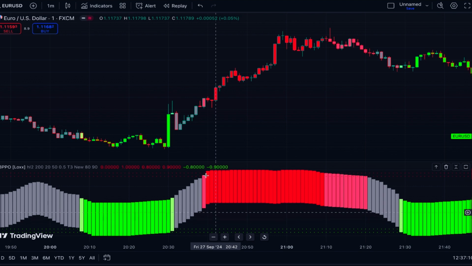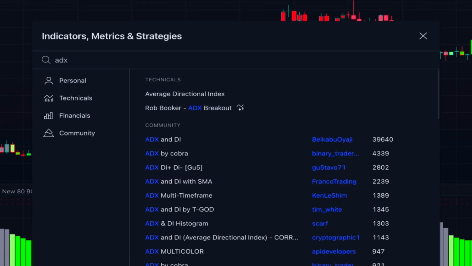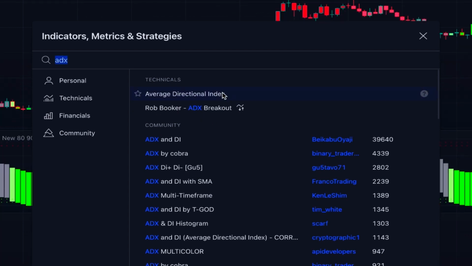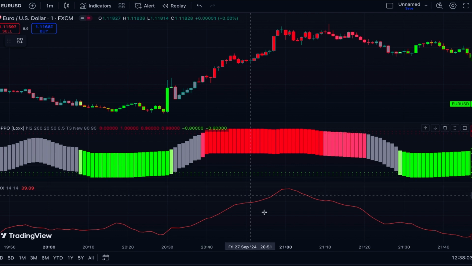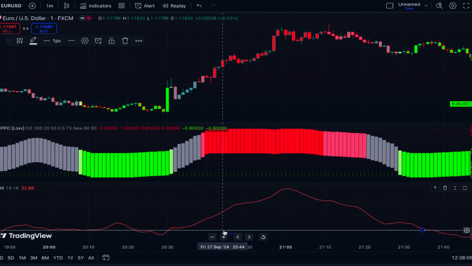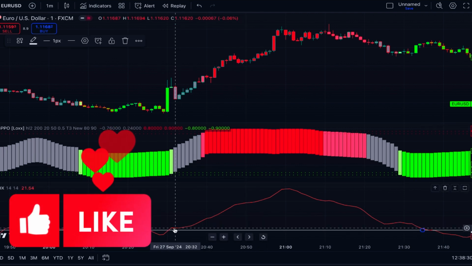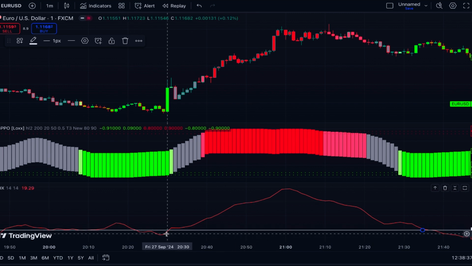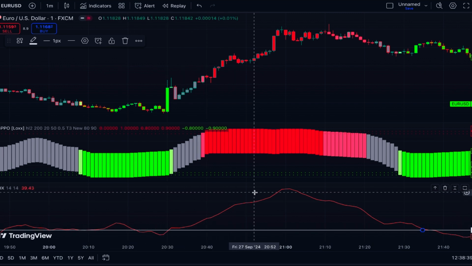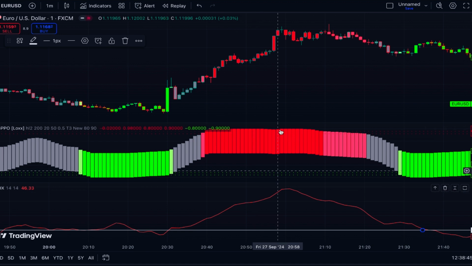To show you an example, I add ADX to our chart. This one, average directional index, which will help us with trending and non-trending markets. I add a horizontal line here at 20 level so we can easily track the movement of ADX line. As you know, when ADX is below 20, it shows that the market is not trending, and when it is above 20, it shows that the market is trending in one direction. So it can help us to more confirm the signals of this indicator.